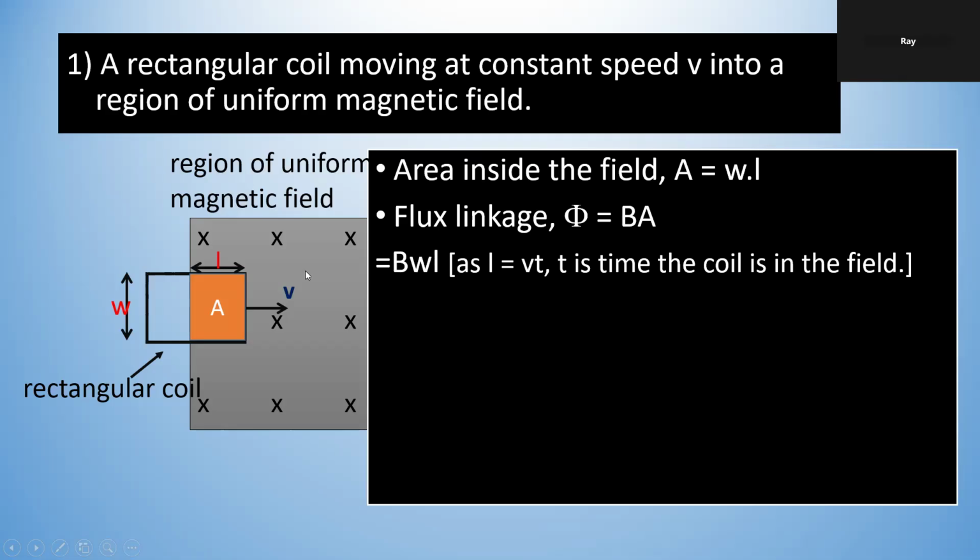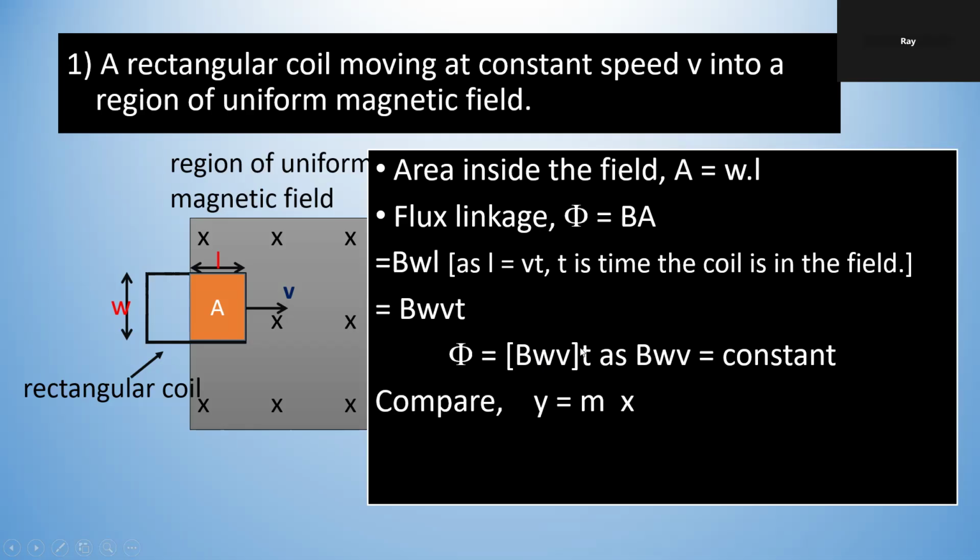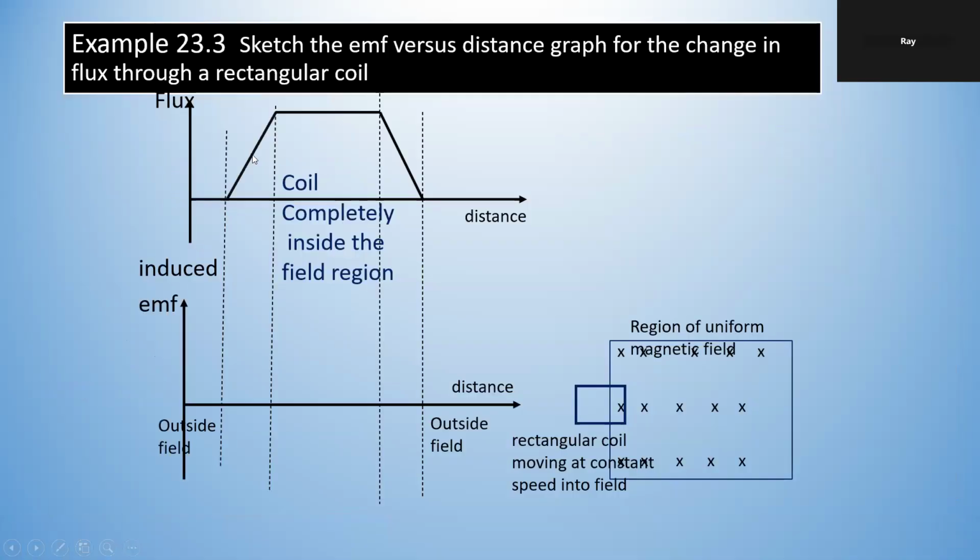And L is just your V times your time. So we can rewrite that. This is the equation of a straight line. That's the gradient. Compare with the equation of a straight line, we can draw how the flux changes as the coil moves inside the magnetic field.